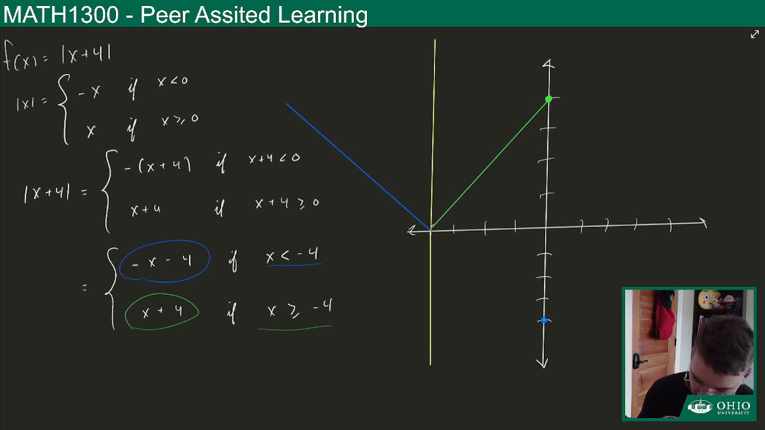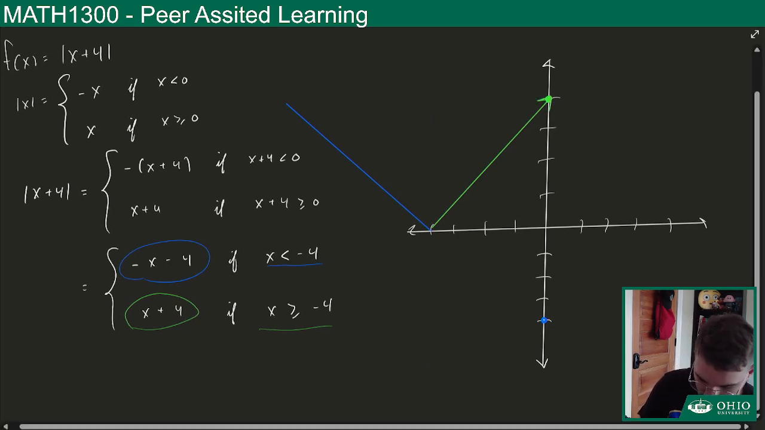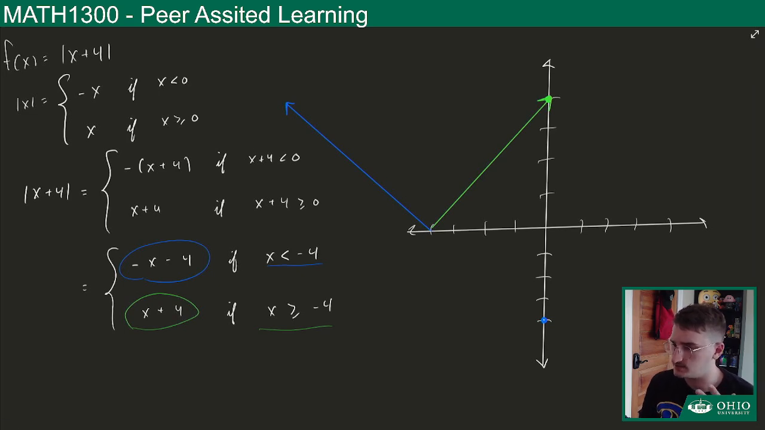And then to finish it off, we can just erase the guideline we drew. And then if we want to add some arrows just to indicate that these lines will go on forever in those directions, that's what graphing a piecewise function might look like. So again, just to recap, you always want to turn it into piecewise form, because it can be a lot easier for you to understand how to graph it if you can understand how to graph a linear function.